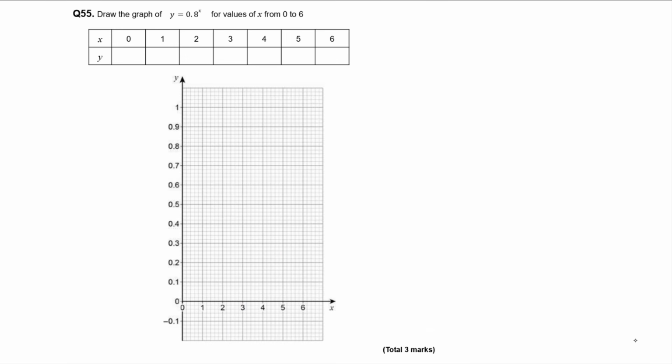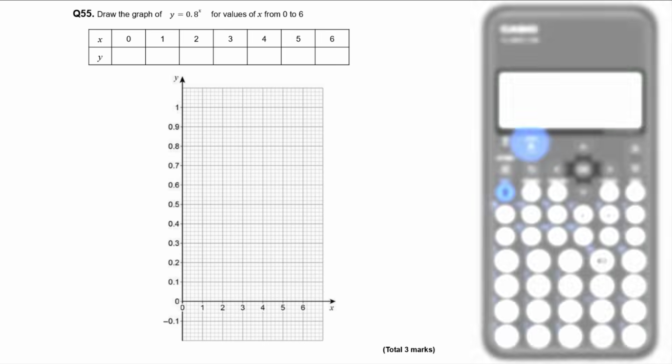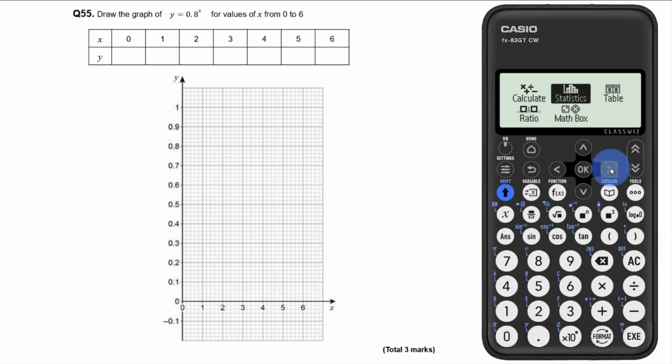Question 55, draw the graph of y equals 0.8 to the power of x for values of x from 0 to 6. So I'm going to use the table function again in my calculator. Go into the home key and select the table function. Next I'm going to type in the range. So tap on tools and go to table range. This time we're going from 0 to 6 in steps of 1.